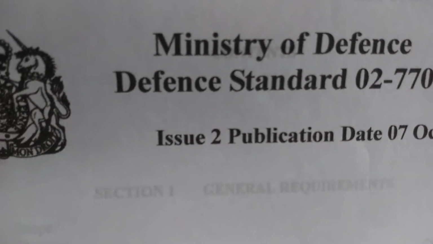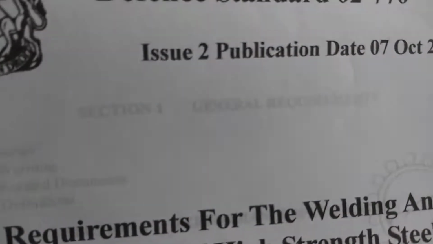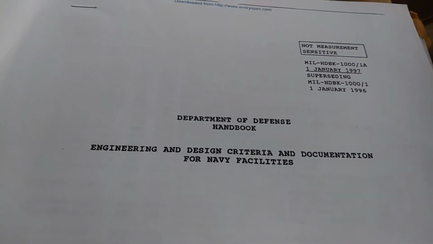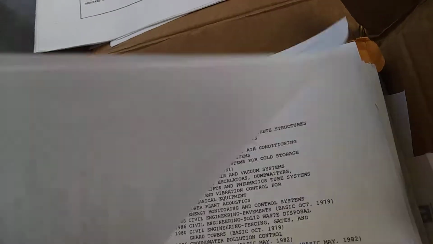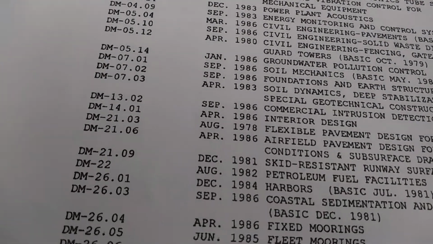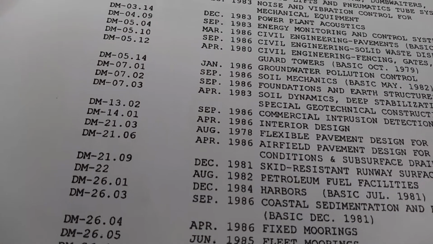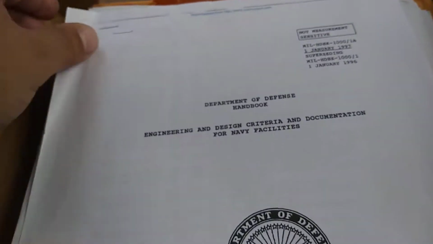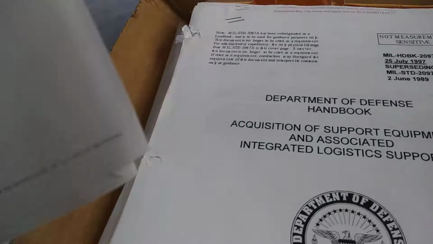Military specification testing equipment, specified internal combustion engine programmable test set. Also, Ministry of Defense, you will get a lot of that, and that will give you your forging and welding stuff, like requirements for welding and fabrication of high-strength steels. You'll get a Department of Defense handbook, engineering design criteria, documentation. This comes with a list of different books and design manuals and military handbooks. For one, DM22 is petroleum fuel facilities, fixed moorings, and hyperbaric facilities and stuff like that. Like your UFC, but Navy NAVFAC.